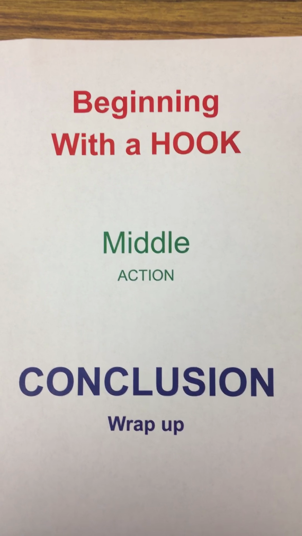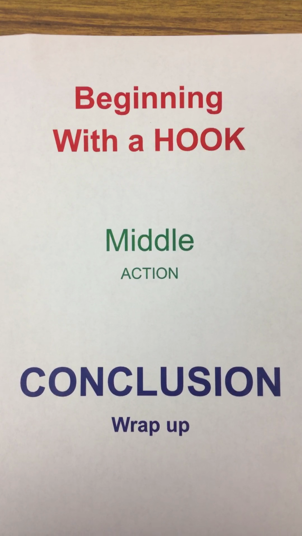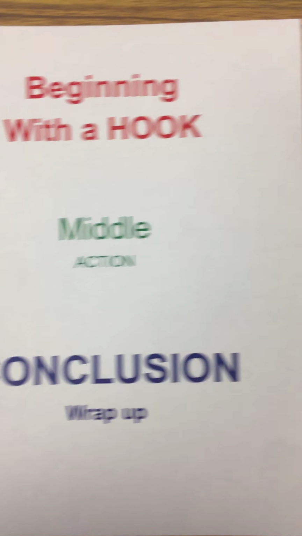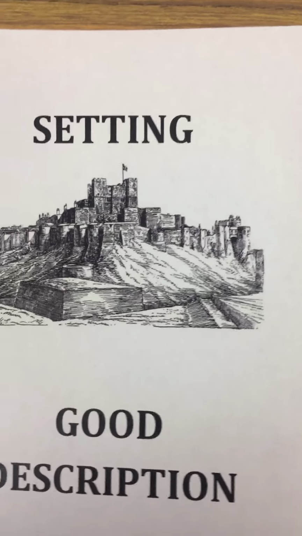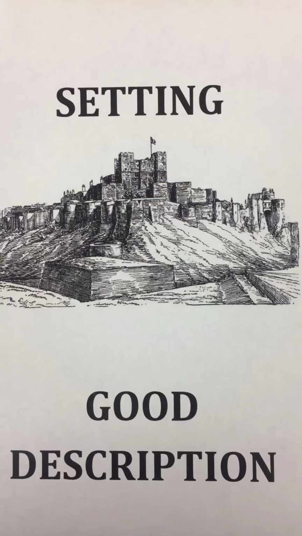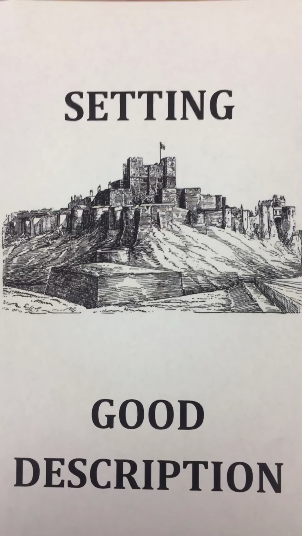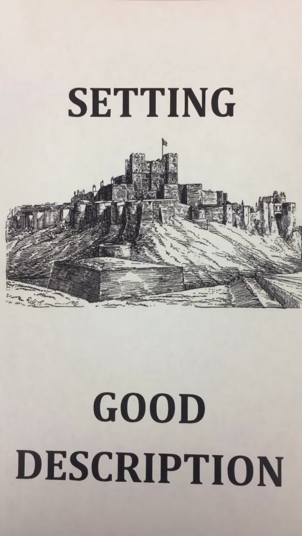Okay, let's do a quick review of everything we talked about just now. Your personal narrative is a story about you, so it can be written in the first person, the I form. It should have a beginning with a hook, a middle with some action, and a conclusion that wraps up the story. The setting needs to mentally transport the reader to another land, another place. The reader needs to feel that they are in the setting of the story.